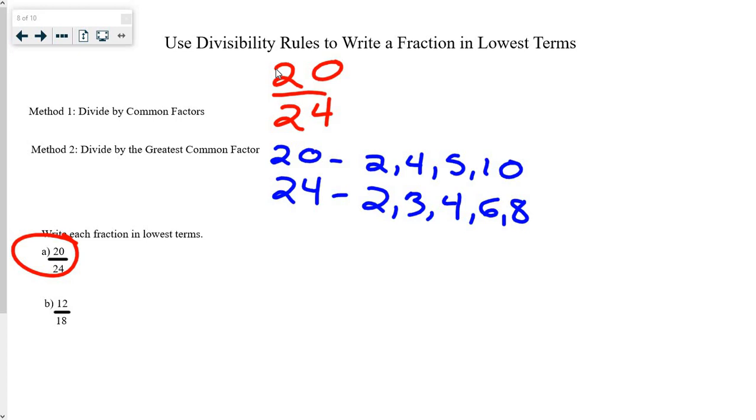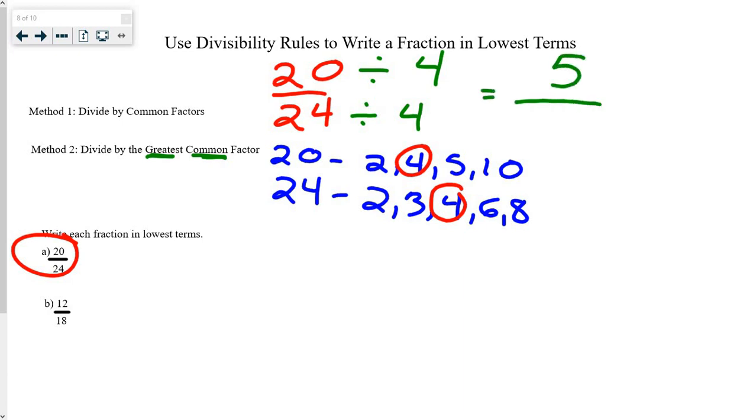The largest factor that we can use would be 4. So we're going to divide both, I'll use a different color, we're going to divide both by 4 because it's the largest, greatest common factor. So if we divide both by 4, it equals 5 over 6.